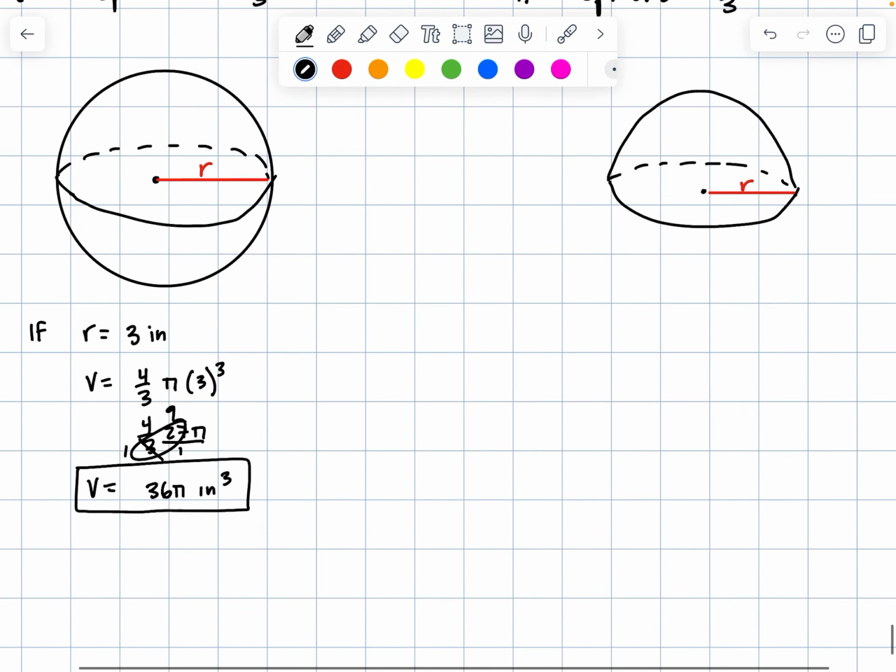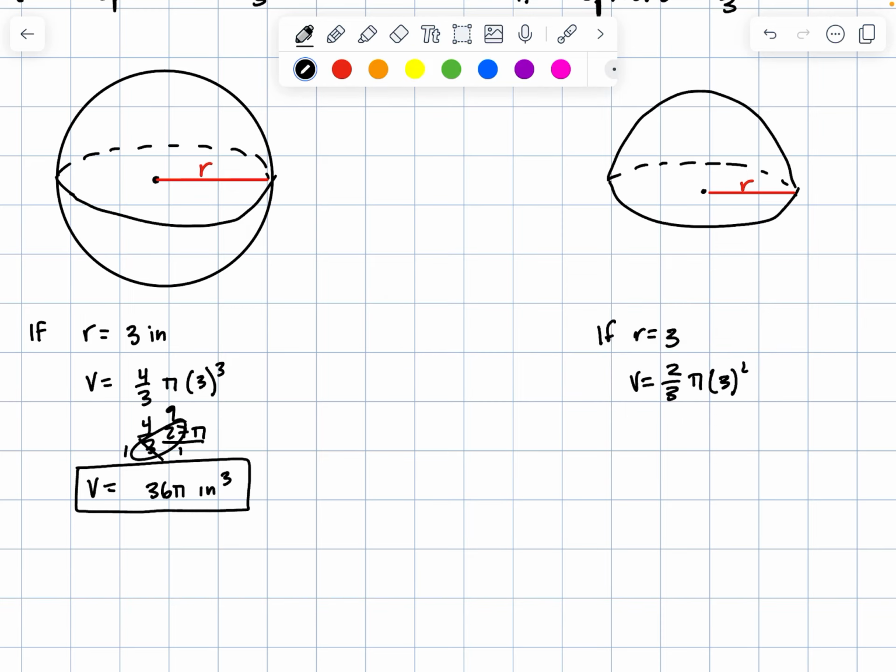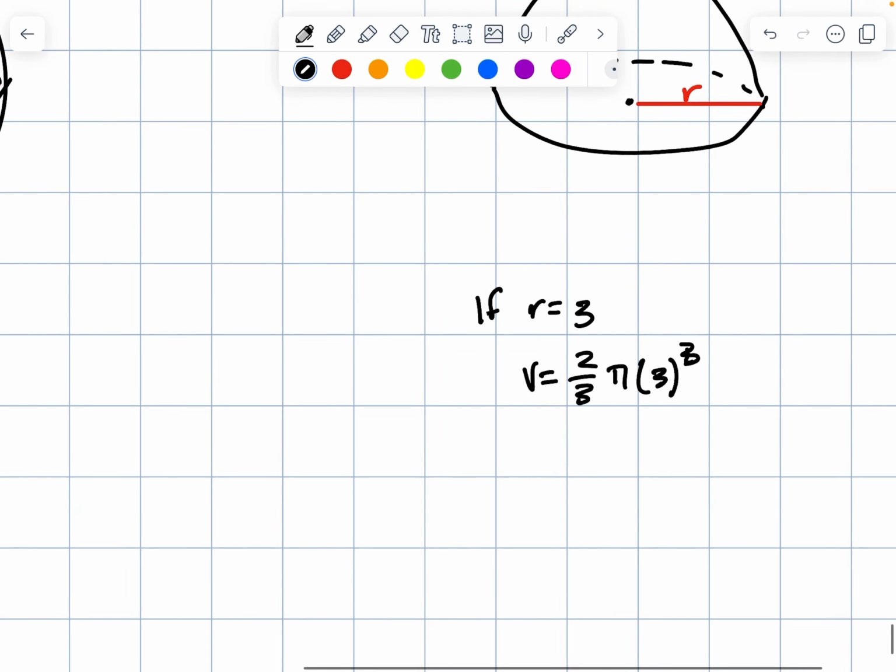Okay? Now, if we did this correctly, and if we use the same radius, it should be 18 pi inches cubed for this hemisphere. Okay? So let's do it. If r is equal to 3 again, then we will be doing 2/3 pi, volume is equal to 2/3 pi r cubed. Let's put the r in. Let's make this 3 cubed, and I'm going to drop this a row just like we did in the last problem. Okay. That should be a cubed.